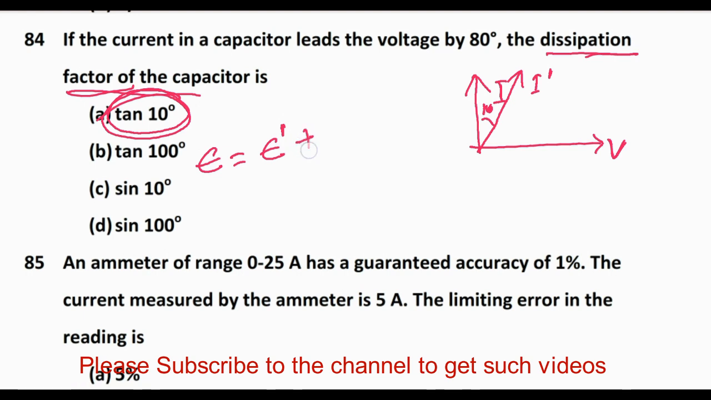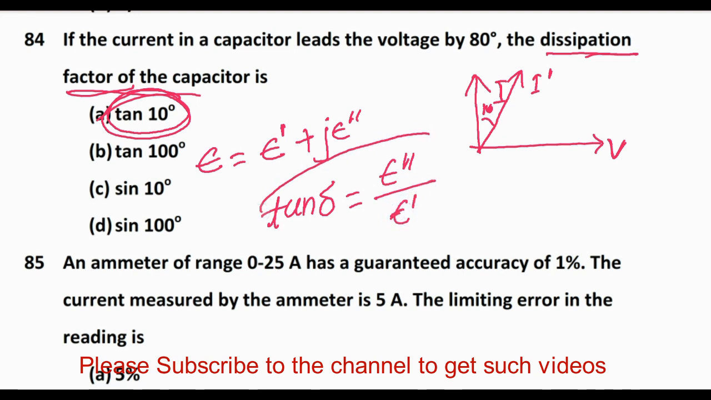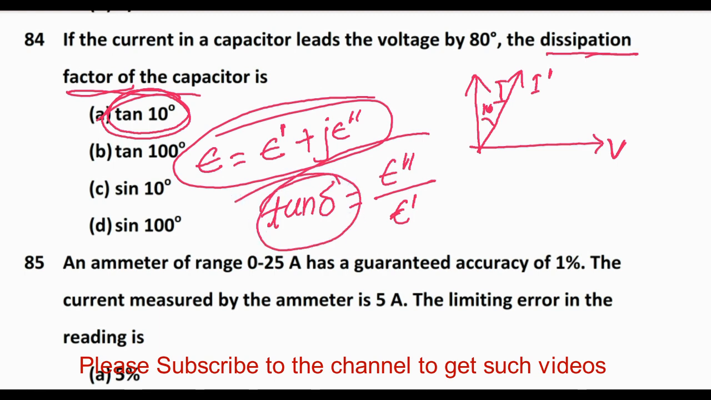epsilon prime plus j epsilon double prime, and here the tan inverse of tan delta is the loss, and this is epsilon double prime by epsilon prime. This is the complex permittivity of a material, and this is the loss tangent. These are the parameters by which we can calculate the capacitance and how it is behaving with respect to the frequency. If we vary the frequency, how the capacitance is changing.